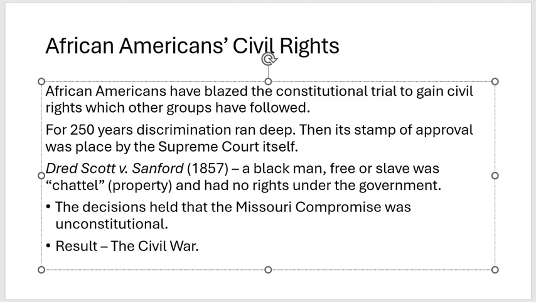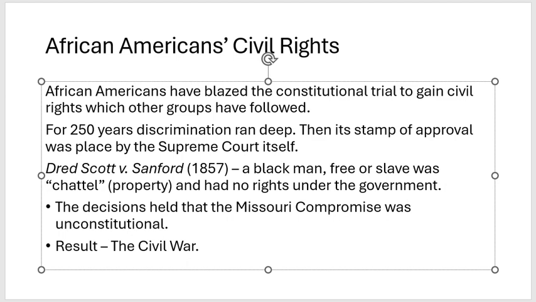So what had happened was a black man who was a slave came to a free state. And he argued that since he was in a free state, he was now free. And the Supreme Court said no, that is not true. In fact, they went farther, saying that a black man, free or slave, was chattel, meaning property, and had no rights under the government. Furthermore, in this Dred Scott versus Sanford case, the Supreme Court basically held that the Missouri Compromise was unconstitutional.